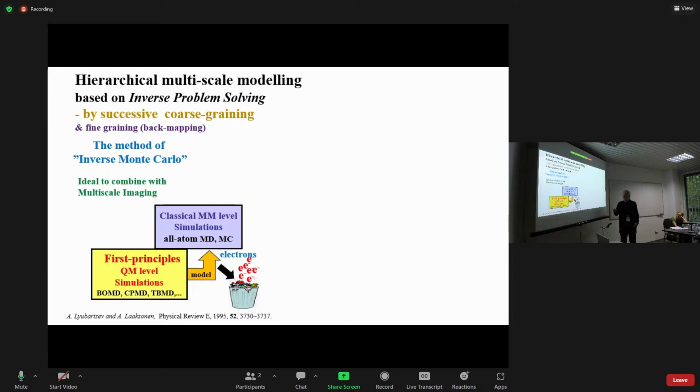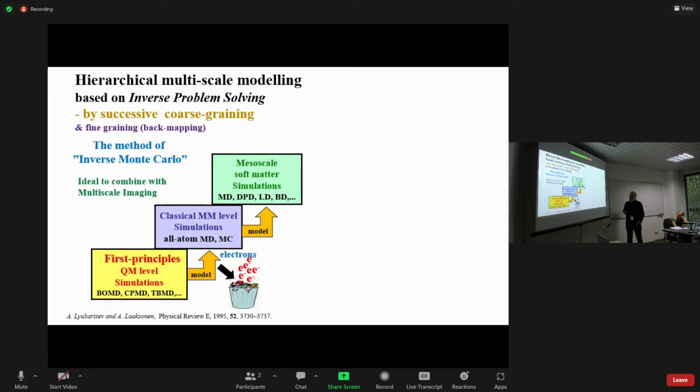Now, here we can increase the size of the system like 2 orders of magnitude because we don't need to treat electron degrees of freedom. And we do exactly the same. From results we get from here, we can create a model we can use again on the next level, which is the mesoscale. And here we throw away lots of things which we don't need here. We throw away the atoms, we throw away the bonds, we throw away, for example, solvent entirely. So we just have particles there.